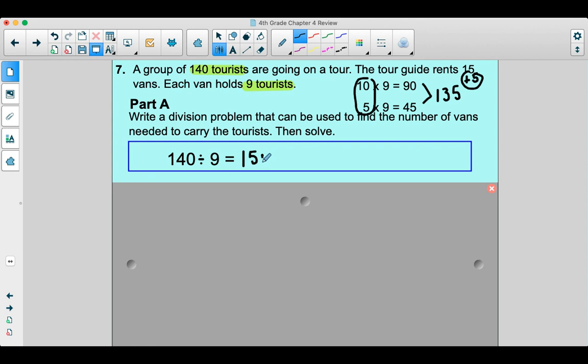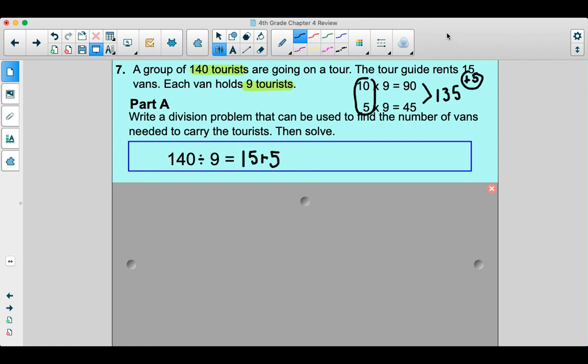And P.S., you don't have to do this the way I'm doing it. This is just a review. So I am solving in a way that makes sense to me, and also a way that I'm guessing many of you will solve. But if you have another way of doing it, that's totally fine. Okay, so here we are. We've got 15, remainder 5.